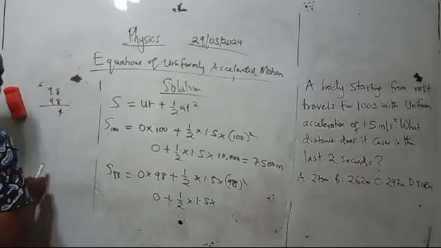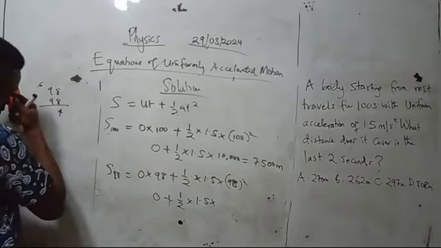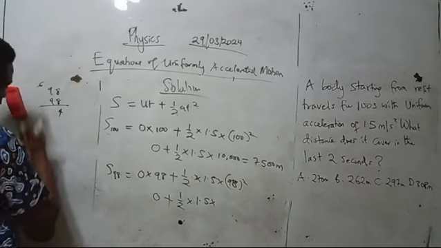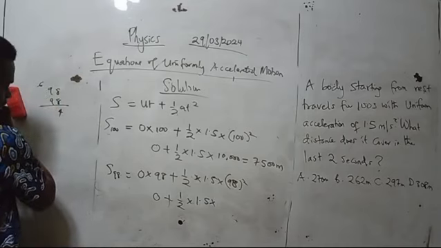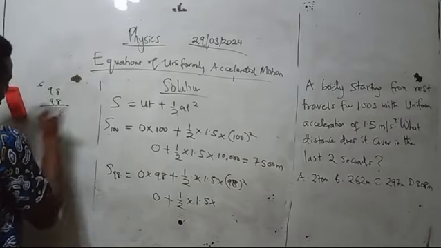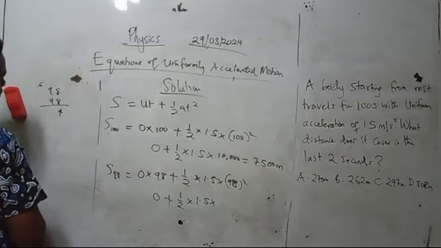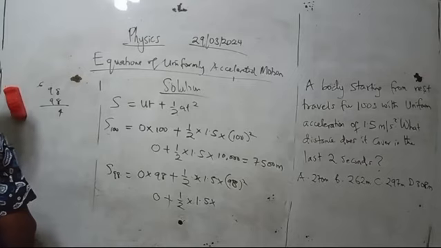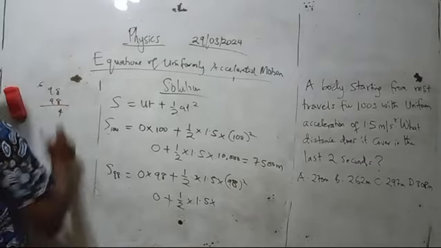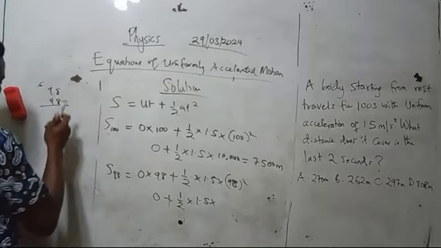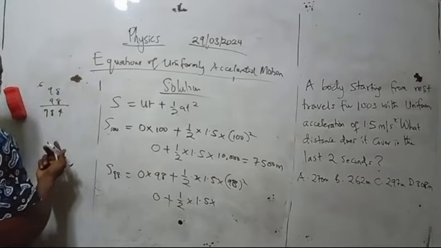8 times 8 is 64, plus another 8 is 72. Yes, because 4 times 9 is 36, plus 6 is 78.